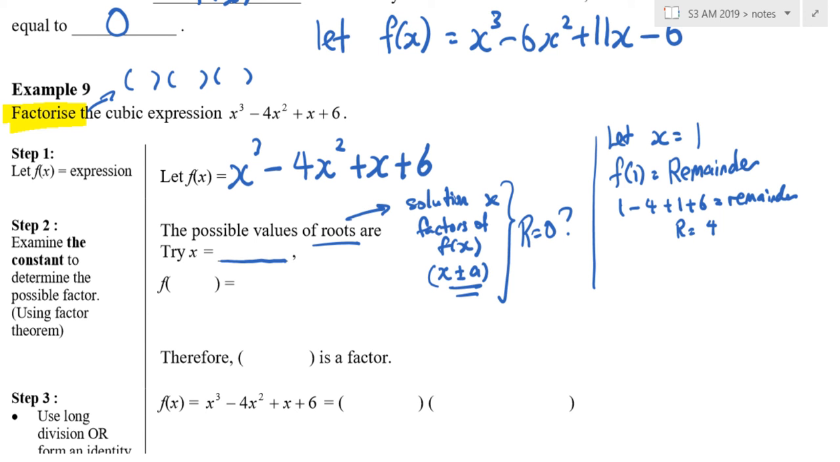Okay, so r equals 4. What can you conclude? x equals 1 is not a factor. What's the next number to try? Minus 1, or 2, or minus 2, or 3, or minus 3. We still cannot try half. Try minus half.